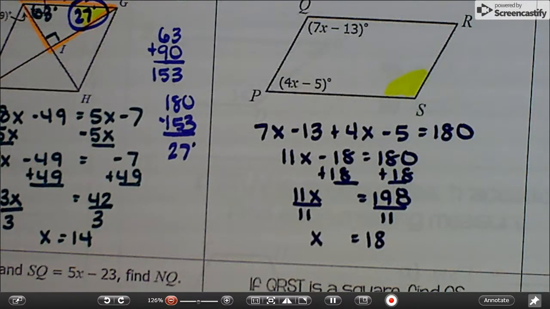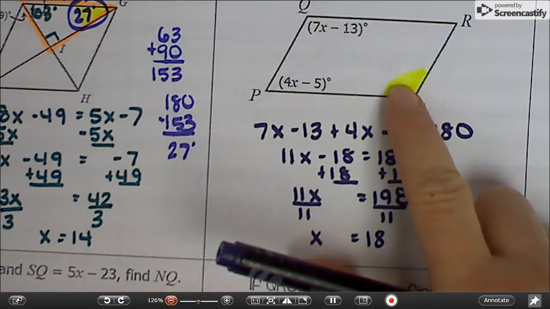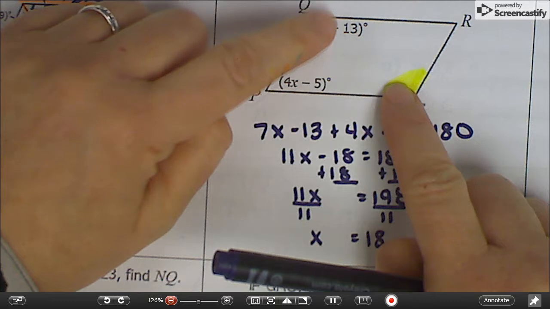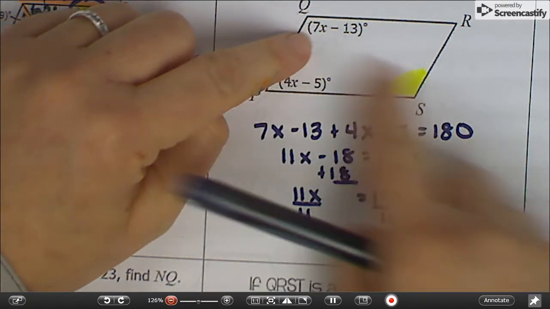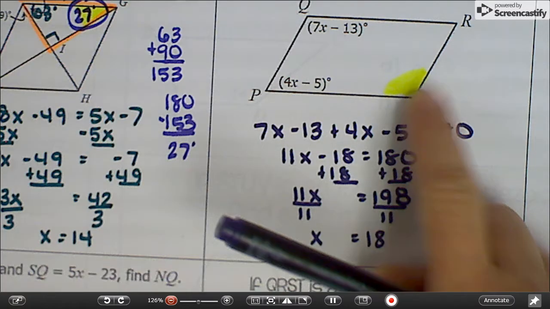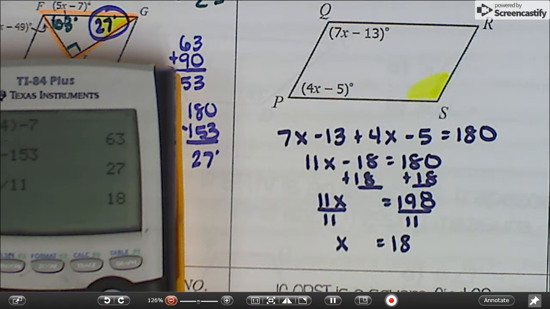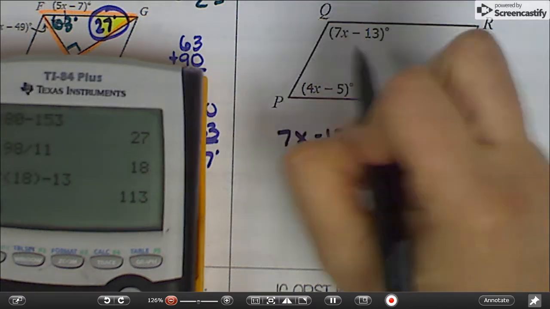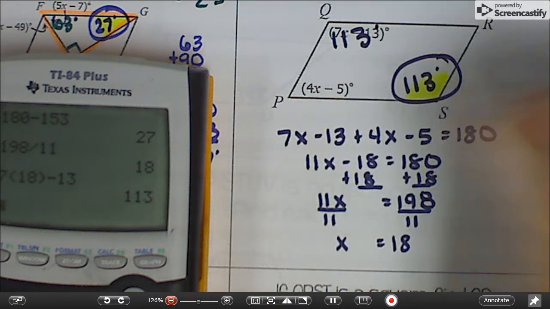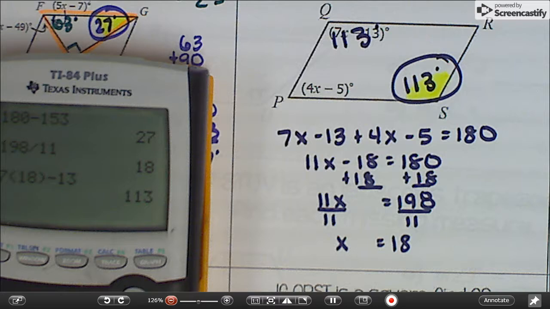All right, hopefully you're done solving, or you just pressed play and made sure you were right. And x is 18. There is no x in this angle. But like we said before, in a parallelogram, opposite angles are congruent. So I can plug the 18 in here and figure it out, and then that's going to be the same. So 7 times 18 minus 13 is 113 degrees, which means this is 113 degrees. All right, isn't this fun?